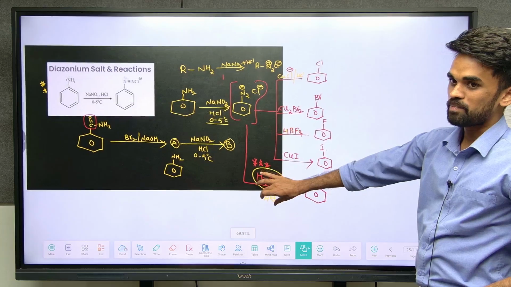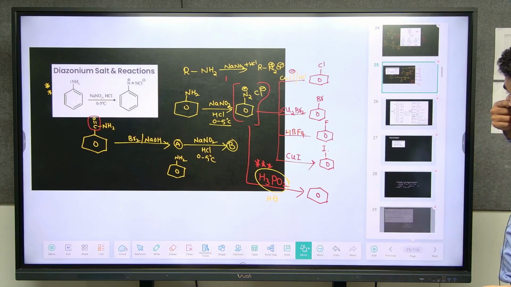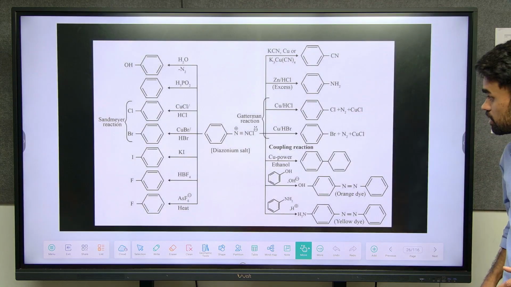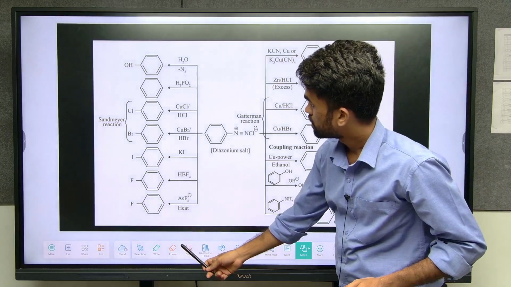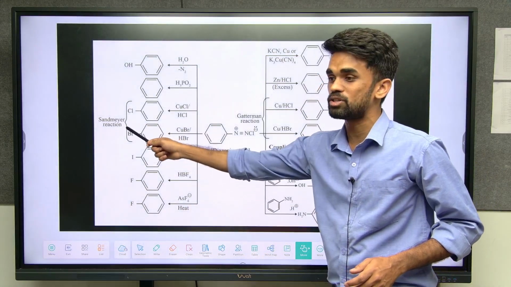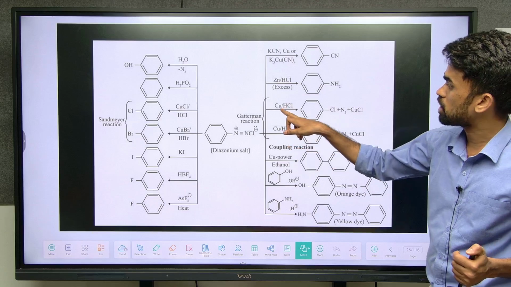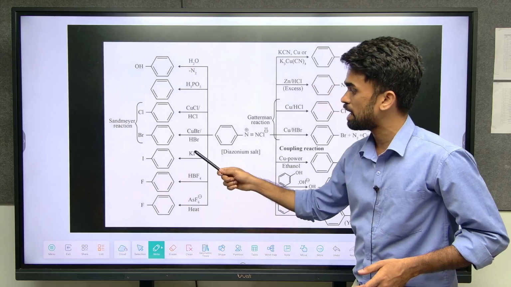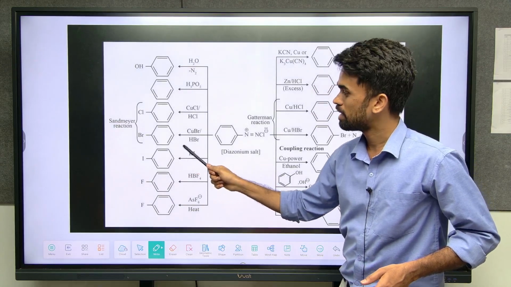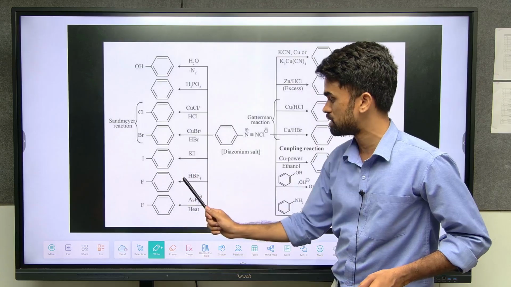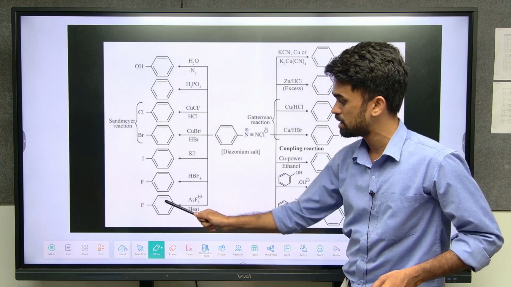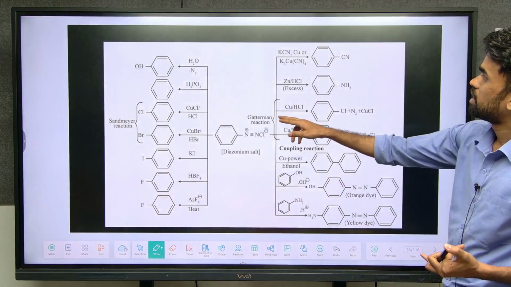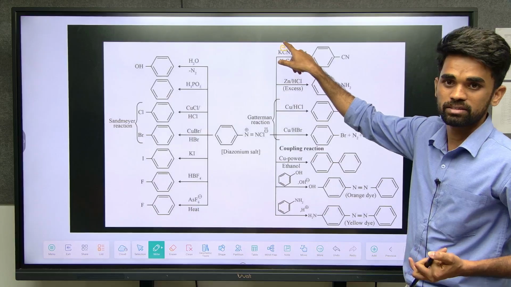Done with this, everyone? Okay. See, everything is there here. If we use CuCl, CuBr, what we should say? Sandmeyer. If I use copper metal with HCl, you should say Gattermann. If I use KI or CuI, iodide ion will be there, iodobenzene. If I use HBF4 or AsF6, fluorobenzene we will get. This reaction is called Balz-Schiemann reaction.